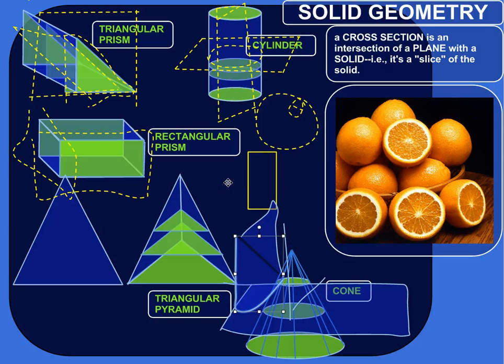So you can take cross sections of all kinds of solids, and it's interesting the different kinds of shapes you get when you take a cross section. The cross section of a sphere would be a circle, and always the cross section of a three-dimensional object is a two-dimensional object that's related to that object. So I take a cross section of a triangular prism, I get a triangle. I take a cross section of a cylinder, I get a circle or a rectangle, depending on the orientation of my plane with which I'm making a cross section.